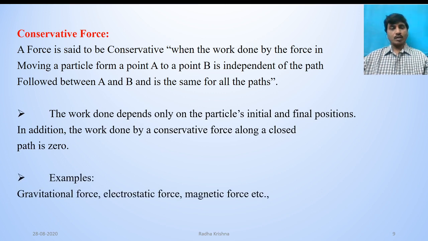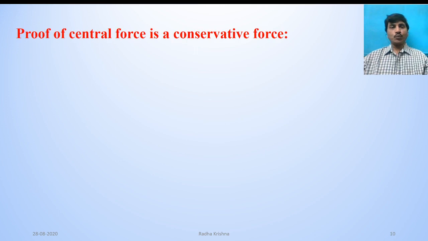Examples: gravitational force, electrostatic force, magnetic force, etc. are central forces and they are also conservative forces. Proof that a central force is a conservative force.